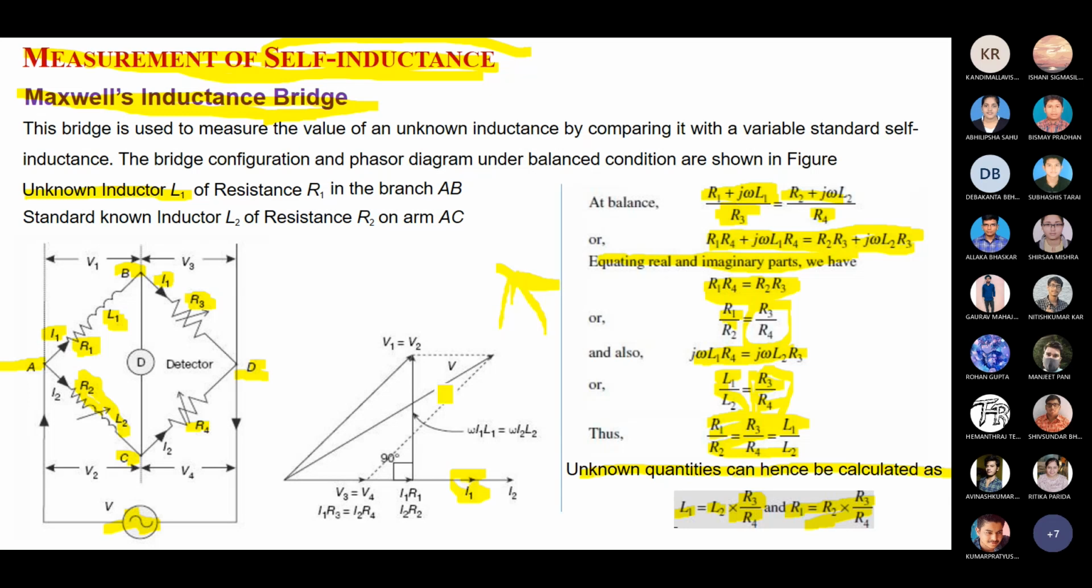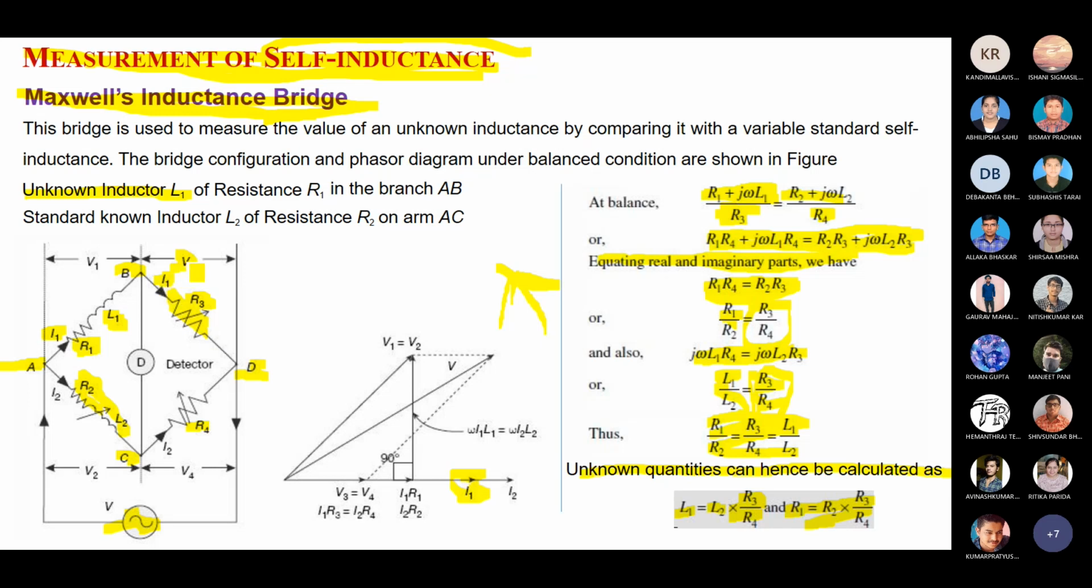So what we will do? I1 is our reference one. Then you know V3 and R3. V3 equals I1 into R3. So in the resistive path, what happens?